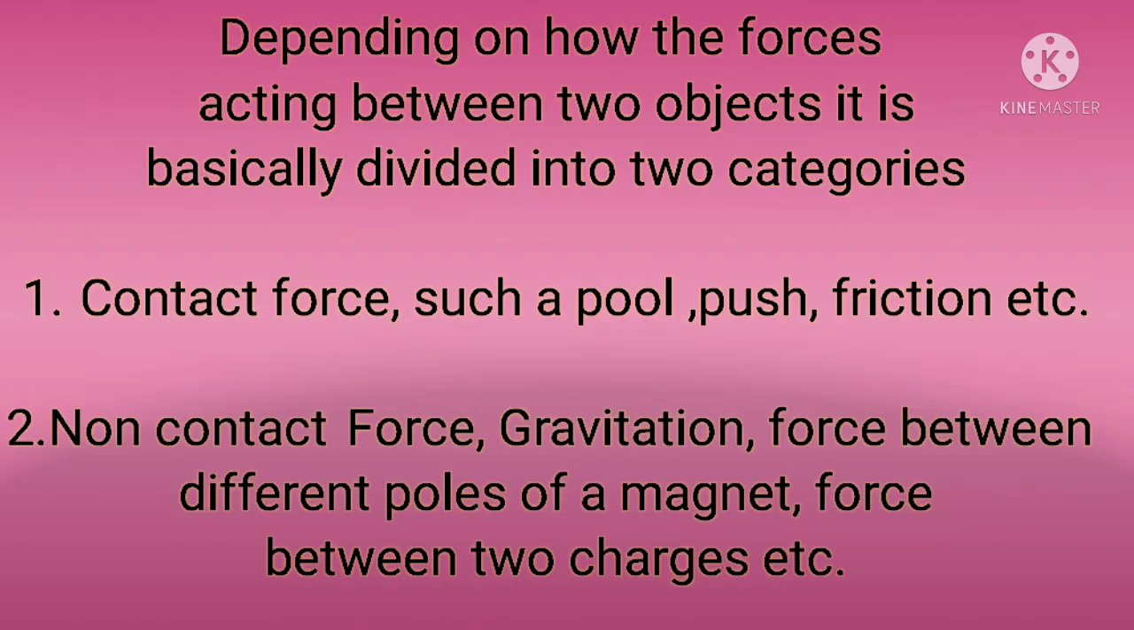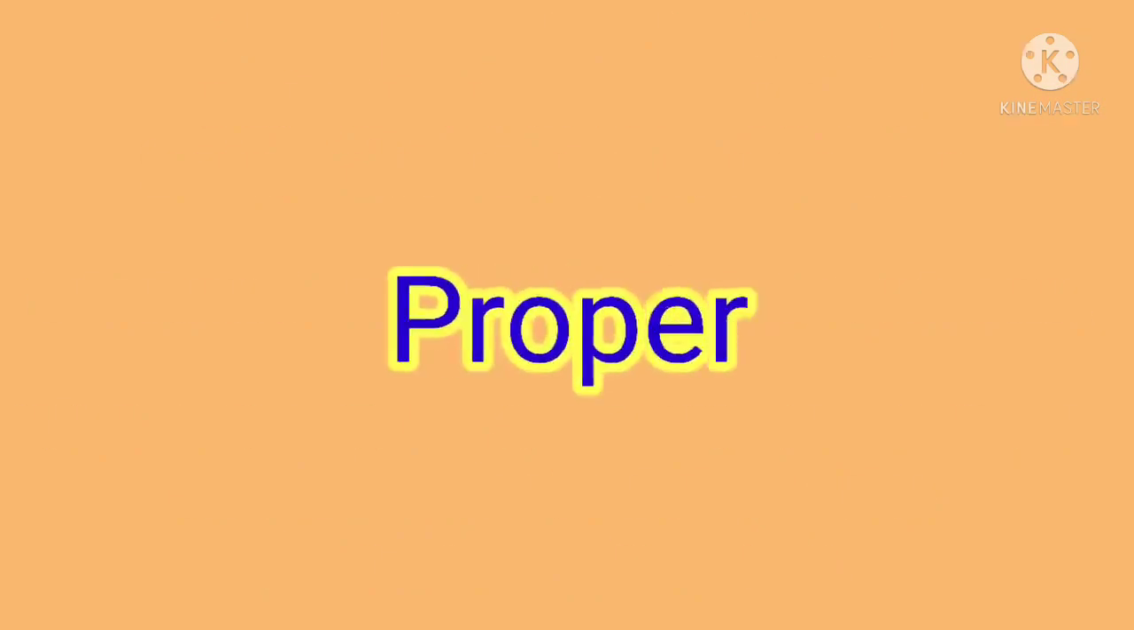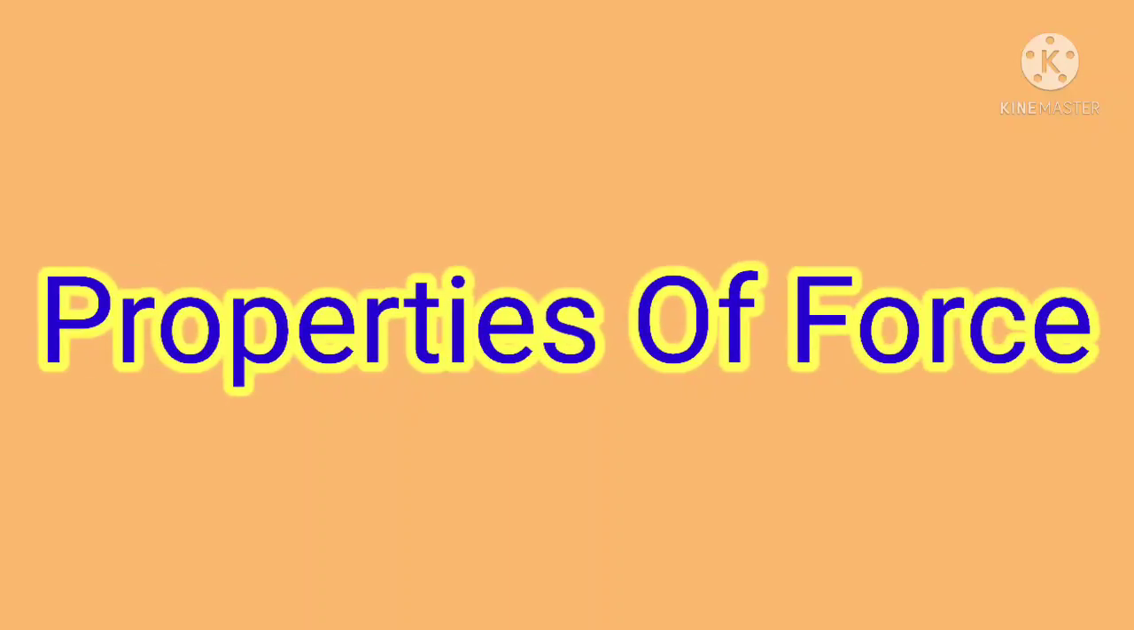categories. Number 1, contact forces such as pull, push, friction, etc. Number 2, non-contact forces. Non-contact forces are such as your gravitational force, the force between the poles of the magnet, and the force between the different poles of the charges. Okay? Here are the types of force. Next let me read the properties of force.